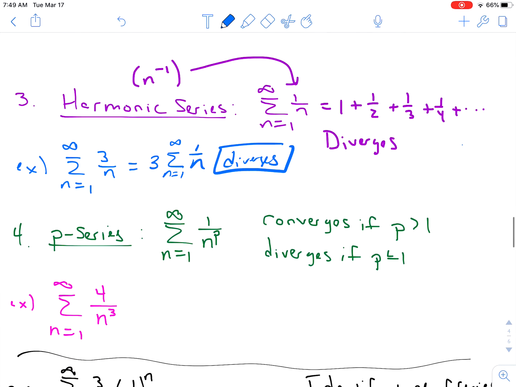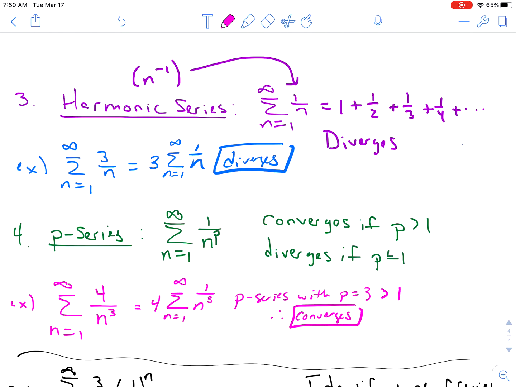Looking at an example here, we have the summation as n goes from 1 to infinity of 4 over n cubed. Again, you don't have to do this, but if you want, you can bring the coefficient out front. Now this matches the p-series. We have a p-series with p equal to 3, and that is greater than 1. Therefore, this will converge. Again, we don't know what it converges to, but it will converge.